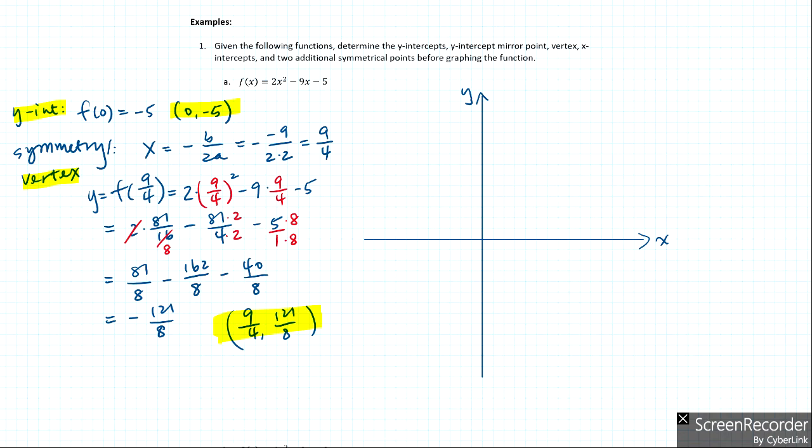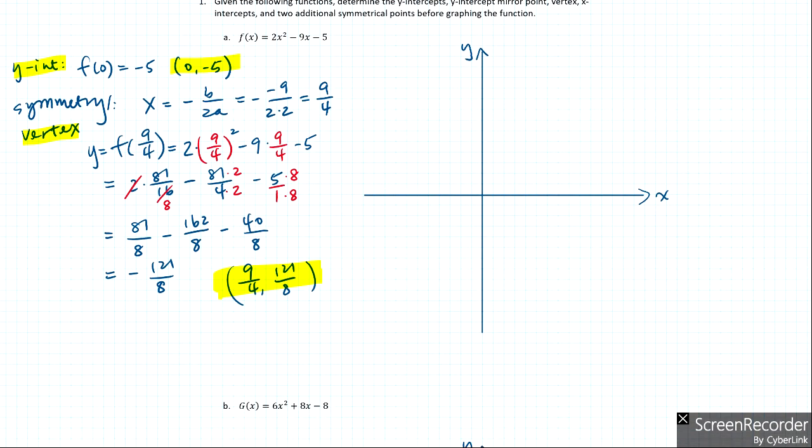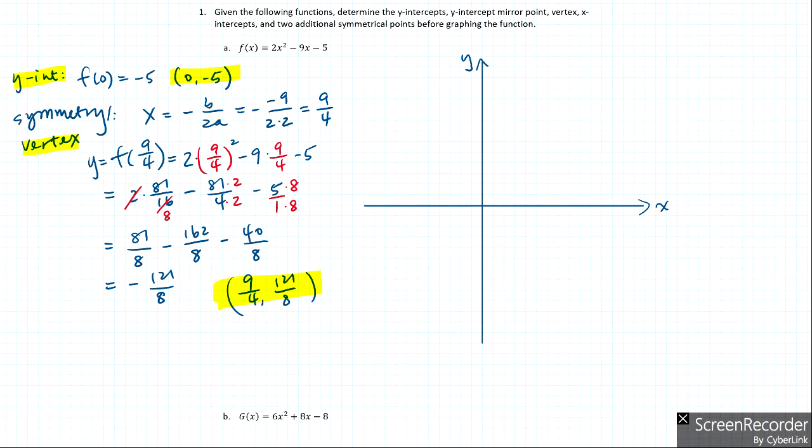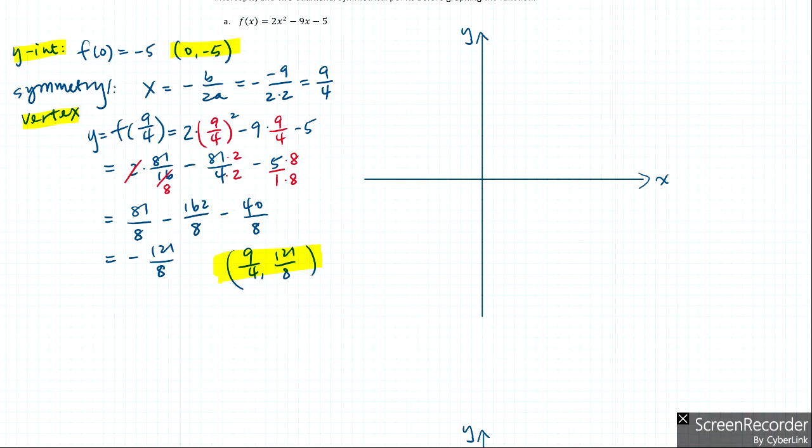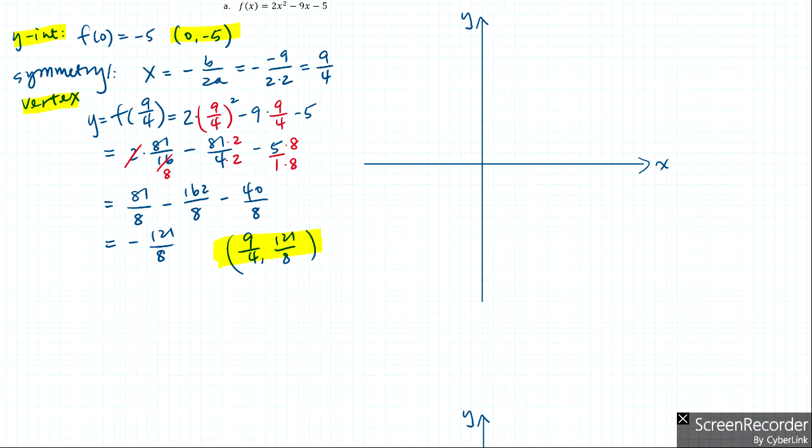And that also tells me where to find the mirror point of the y-intercept. In order to get this, I want to think about where the symmetry would fall. In this case, we can see that if I had (0, -5) to start with, and the axis of symmetry has x-coordinate 9/4, I will have the mirror point of the y-intercept with the same y-coordinate, because they're at the same height.